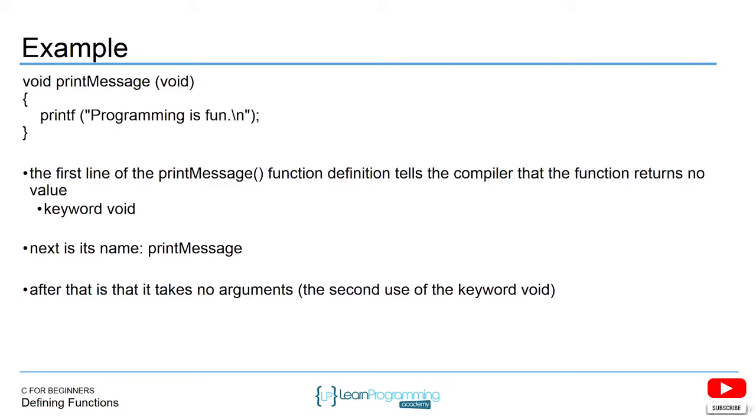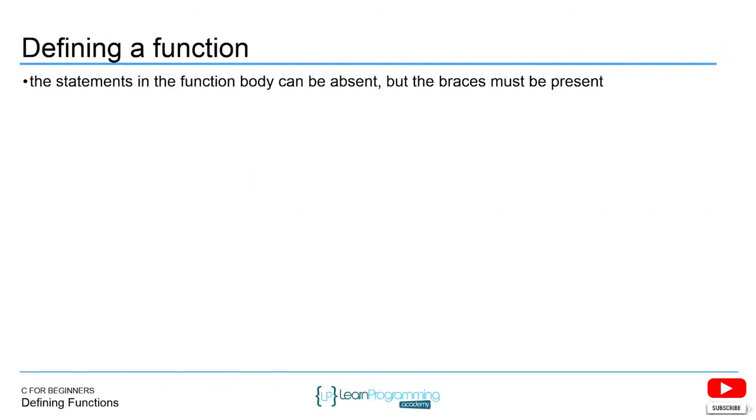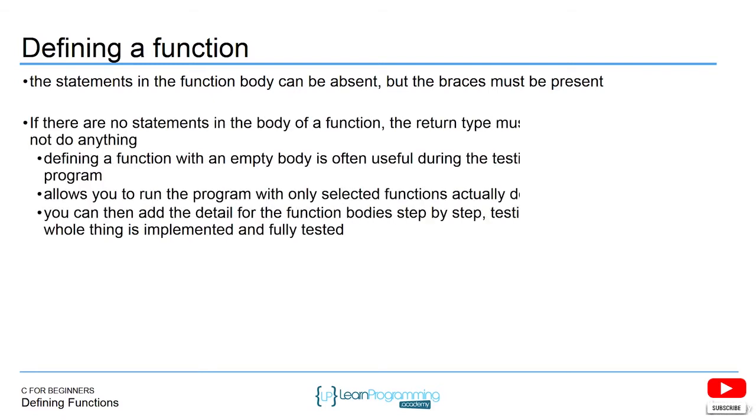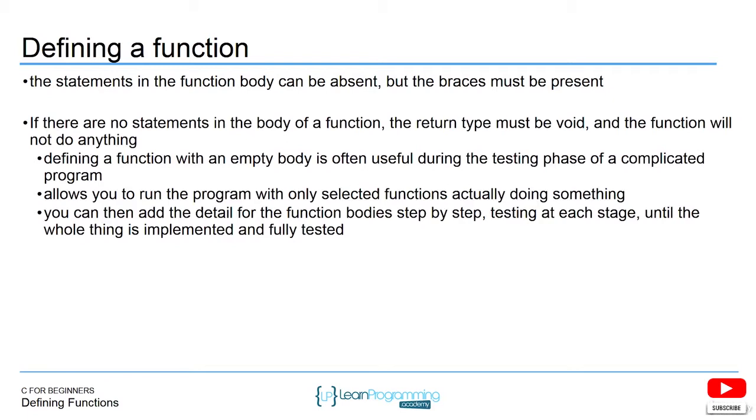And we use the keyword void again if we're not passing any data. The statement in the function body can be absent, but the braces must always be present. So you don't have to actually have any implementation, but you have to have the braces for a function to be there. If there are no statements in the body of a function, the return type has to be void. And again, we'll focus on this later. And the function will not do anything because you have no implementation.